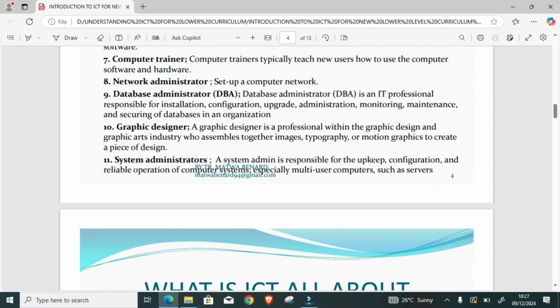You can also become a database administrator. When you talk about database administrator, it deals with the installation, configuration, upgrade, administration, monitoring, maintenance, and securing database of an organization. Database just deals with managing the organization's data.